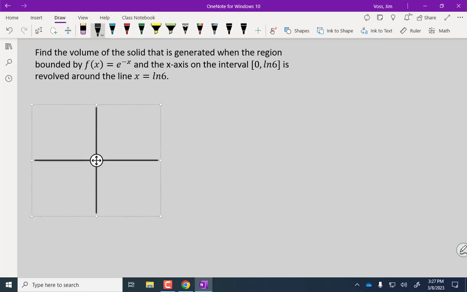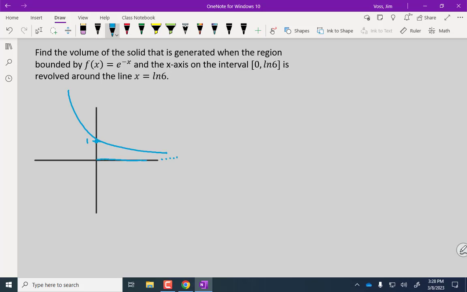Let's talk about this. The e to the negative x is an exponential decay. E to the 0 is 1, so you know that this function goes through right there at 1. And it's exponential decay. As x goes to infinity, this goes to 0. It does not pass through the x-axis. So there is a graph of e to the negative x. And this says we want to find a region that's bounded by e to the negative x and the x-axis. So that gives us this.